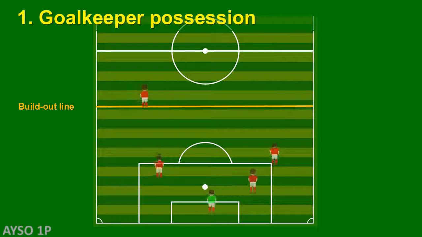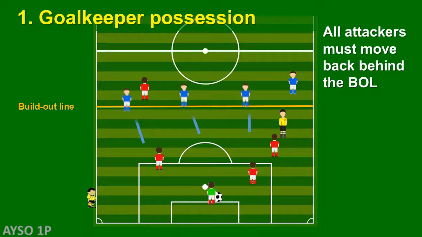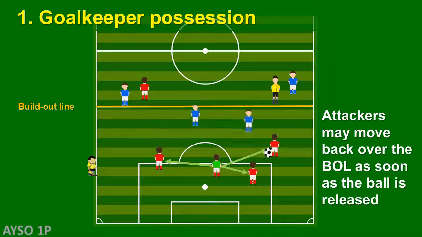When the goalkeeper gets possession of the ball in his or her hands, the opponents must begin to move behind the build-out line. Remember, in AYSO, goalkeeper possession includes cases where the goalkeeper has his or her hand on the ball while it is on the ground. To encourage the development of play from the backfield, the goalkeeper must play the ball to a teammate on their side of the build-out line. As soon as the ball has been released by the goalkeeper, the opponents may cross the build-out line. This includes placing the ball on the ground.